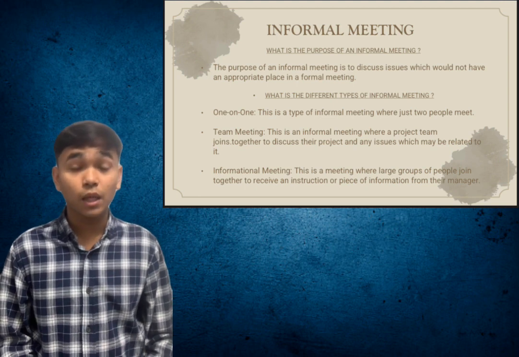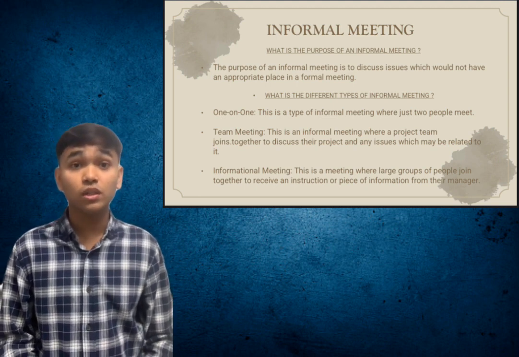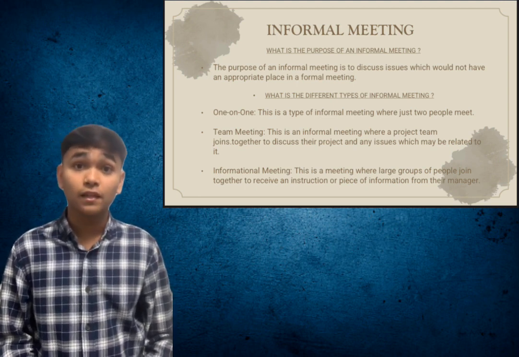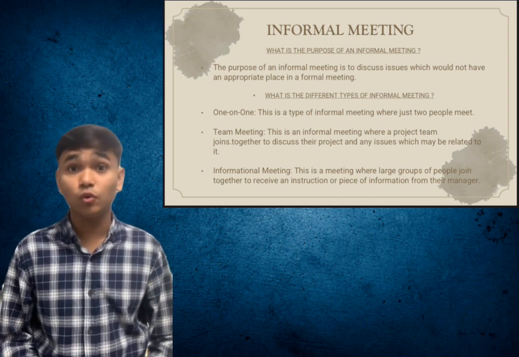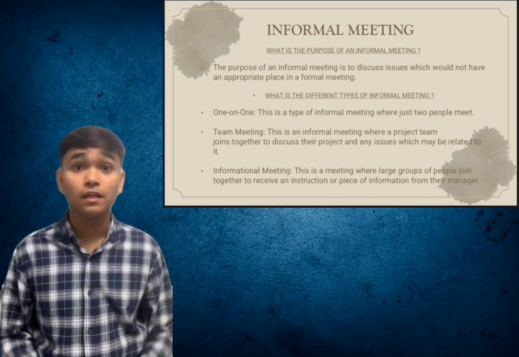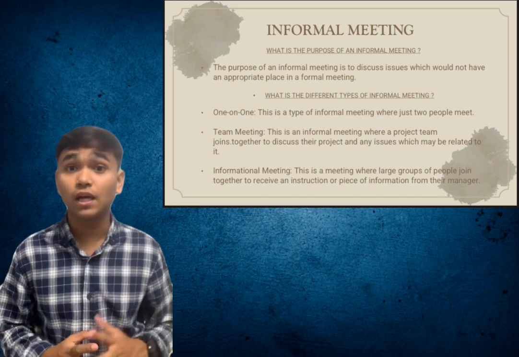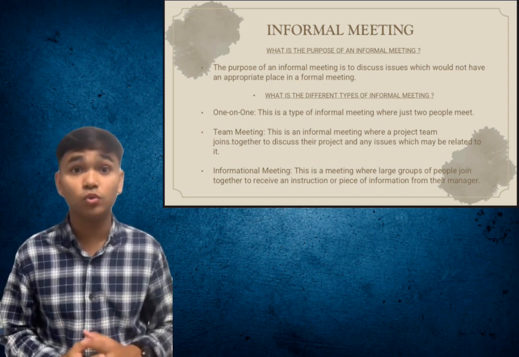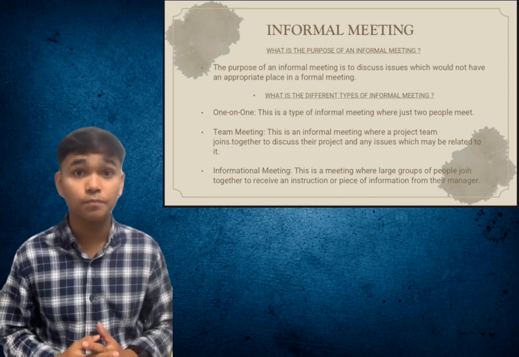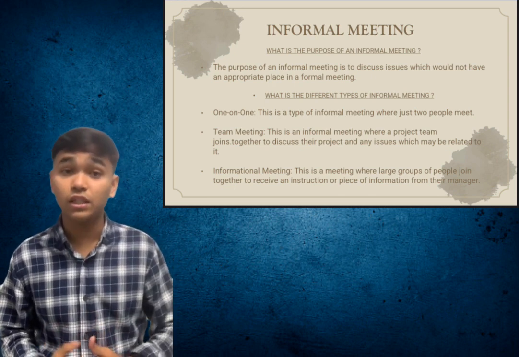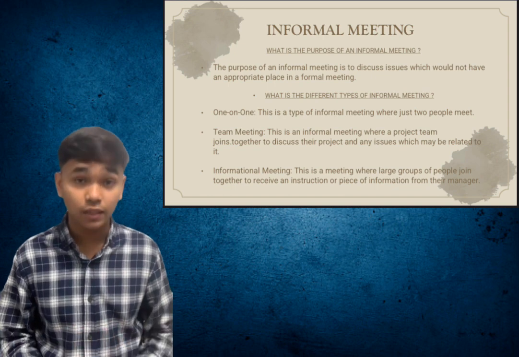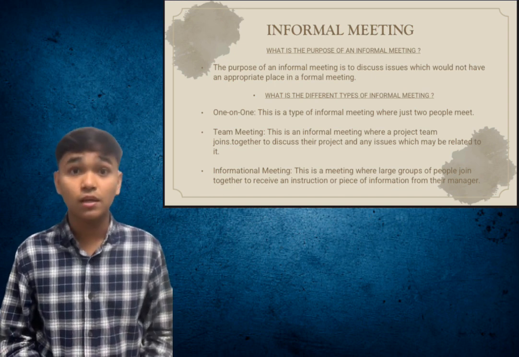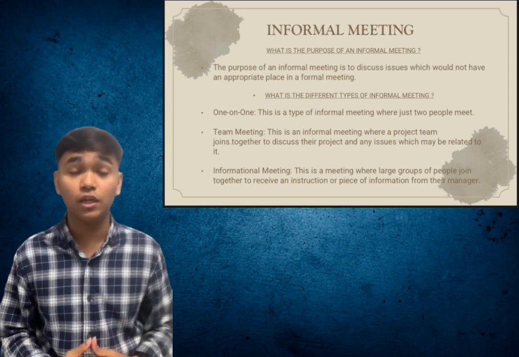What are the different types of informal meeting? The first one is one-on-one. This is a type of informal meeting where just two people meet. This may be to discuss business ideas, or it may be an off-the-record discussion between a manager and a staff member to discuss their experience in the workplace or any trouble they may be having which could affect their work.